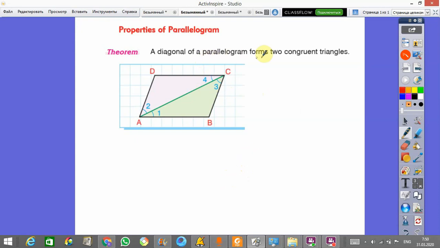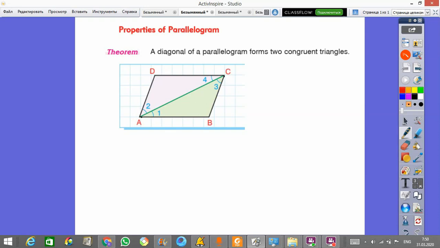Theorem: a diagonal of a parallelogram forms two congruent triangles. Look at the figure. Given a figure with vertices A, B, C, D, draw the diagonal from A and C, with congruent angles 1, 2, and 3, 4. What can we say about these triangles? First one, alternate interior angles.